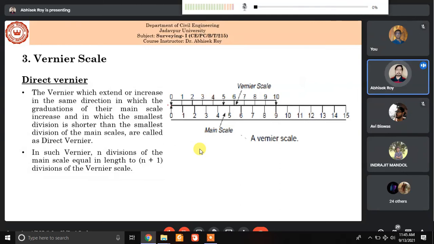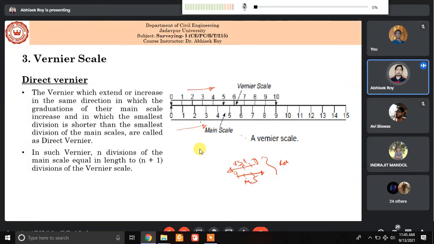Now we will discuss the direct vernier, which is the most common and which we will mainly use. If the vernier extends or increases in the same direction in which the graduation of the main scale is also increasing, so if the main scale is increasing in this direction and the vernier is also increasing in this direction, this will be called direct vernier. One other type of vernier is where the main scale is increasing in this direction and the vernier scale is increasing in the opposite direction. That means 0, 1, 2 like this, and here 0, 1, 2 like this. This is called retrograde vernier. This is called direct vernier. Okay.